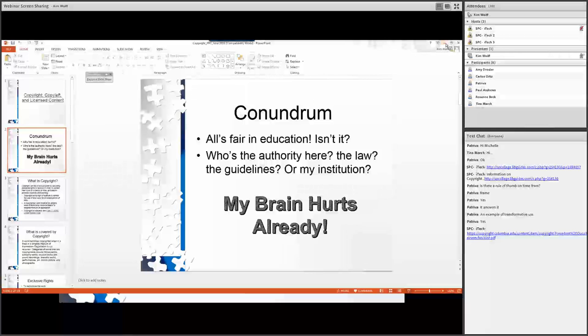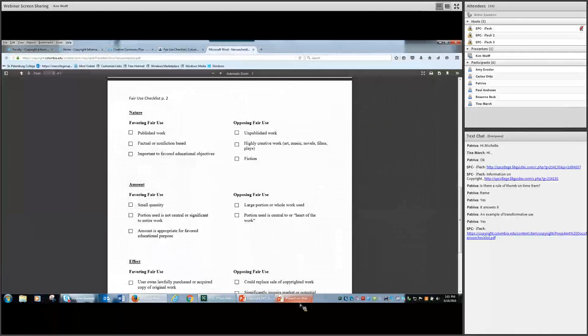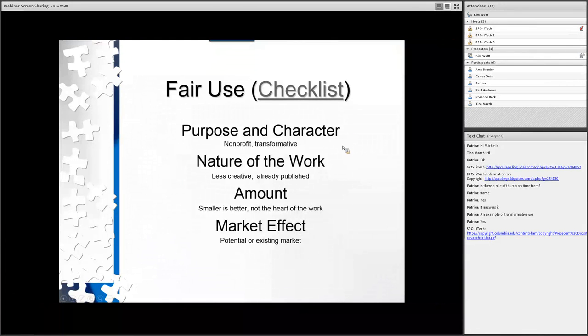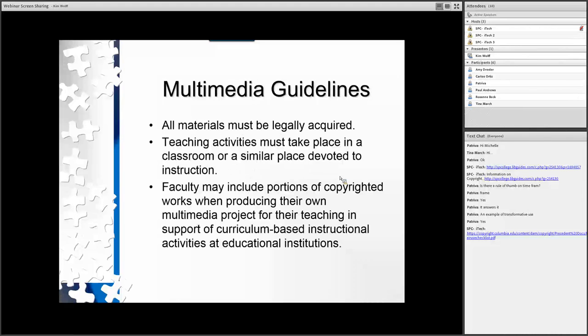So I think that as you go through the four, as long as you can show that you've made a good faith effort, it'll be considered fair use. Anyway, in terms of the multimedia guidelines, I think it's important to remember that if you are including any kind of materials, they must be legally acquired.